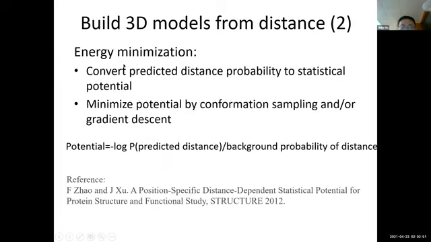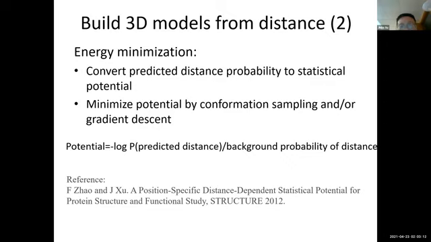So the other method is to do energy minimization. We can convert the predicted distance probability to some energy potential, then we minimize the potential by gradient descent or conformation sampling, and then we can build a 3D model. Here, the gradient descent works very well and it's very fast. But you can also use conformation sampling.